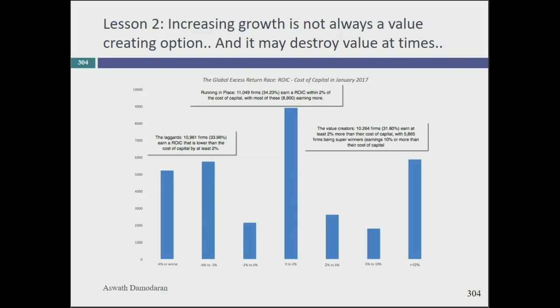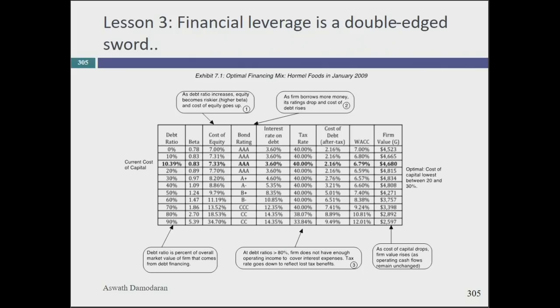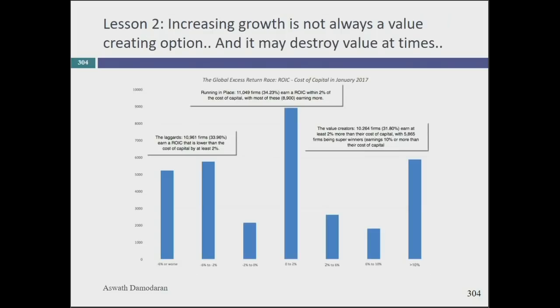They went and looked at all the companies in the database, looked at the different ways in which companies grew, and then ranked them from best to worst in terms of value creation. So the top of the list was companies that actually, you know, go out and grow by introducing new products. Yeah? Next on the list were companies that expand their existing market.